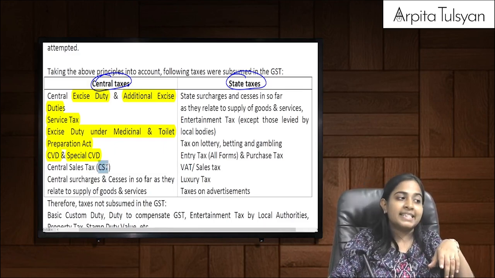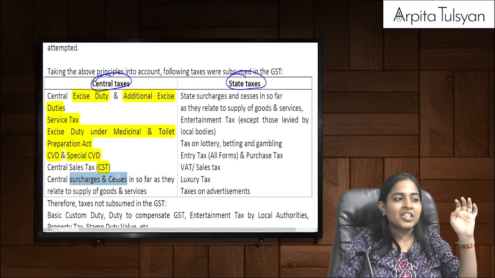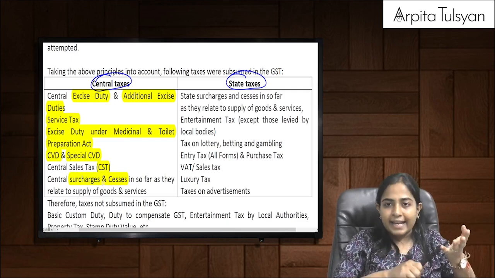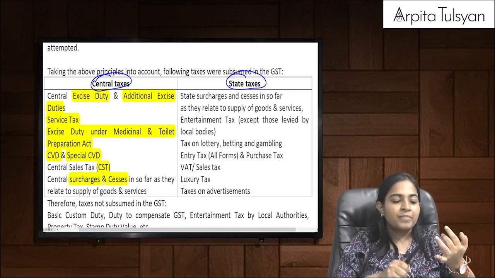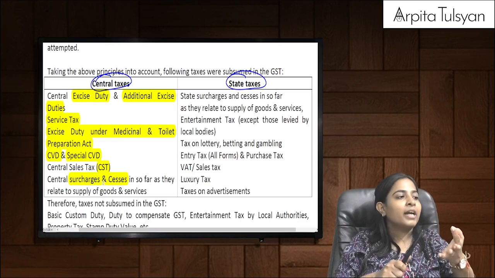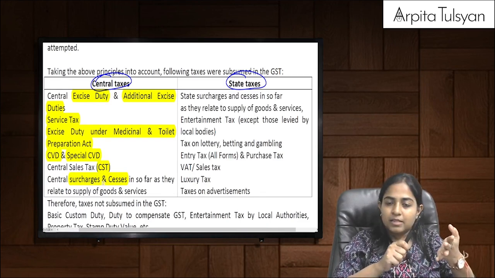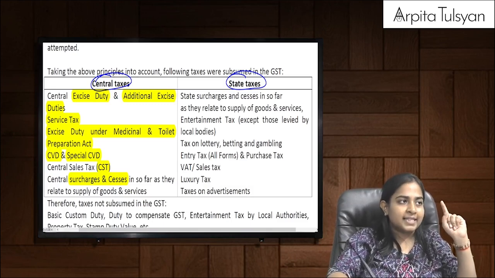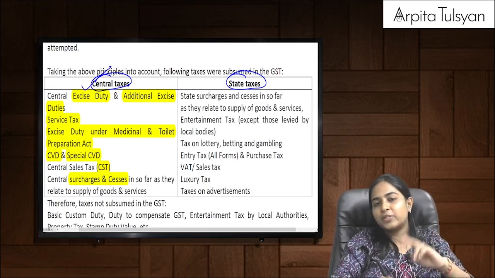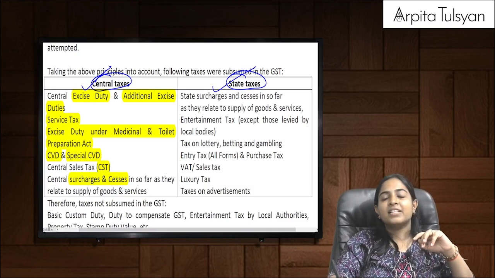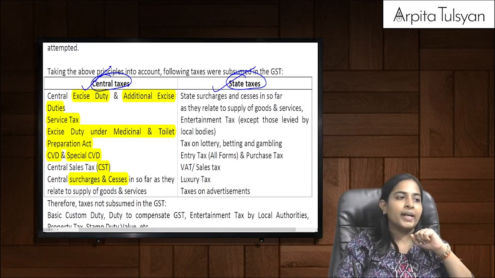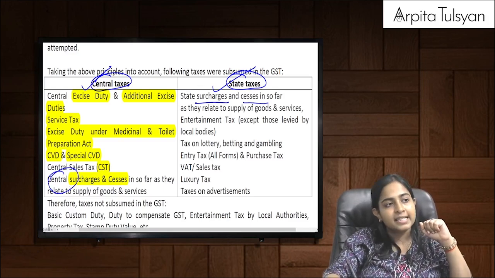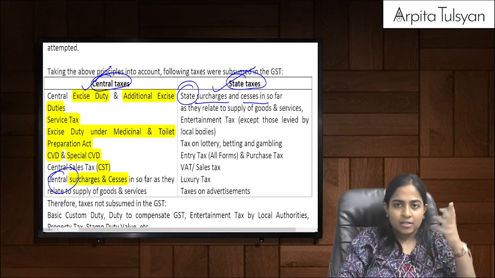Then CST, gone. Some surcharge and cess which were there earlier, gone. So mainly central excise duty gone, CST gone, then your surcharge and cess gone. These were the central government taxes which are gone and have now been replaced by GST. Similarly, there were some taxes which were levied by the state government, like some surcharge and cess. Just like here it was central surcharge and cess, here it is state surcharge and cess, gone.